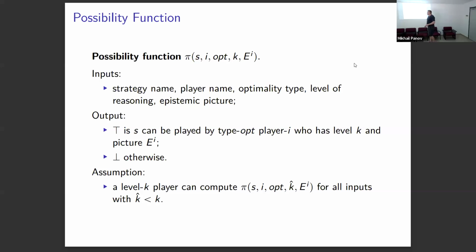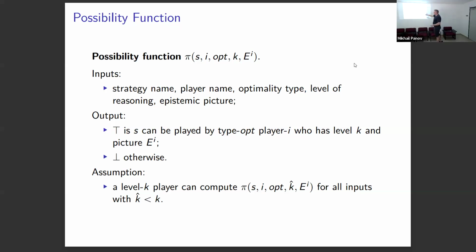Now the model, really quickly, because I'm running out of time. To describe how a player thinks and how he computes what happens with other players, the critical thing is the possibility function, which answers the question: if player I has optimality type opt and level k, and is given epistemic picture E_I, can he play strategy S? The answer is either yes or no. If he can play it, the answer is true, otherwise false. My main assumption is that a player with level k can compute this function pi for all inputs with lower k. To compute that, you need some kind of recursion.